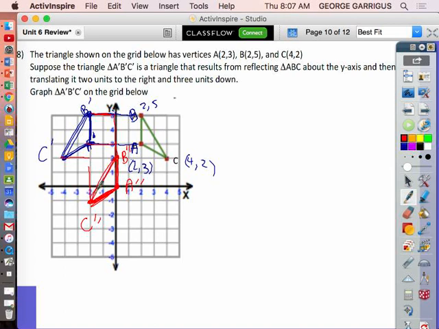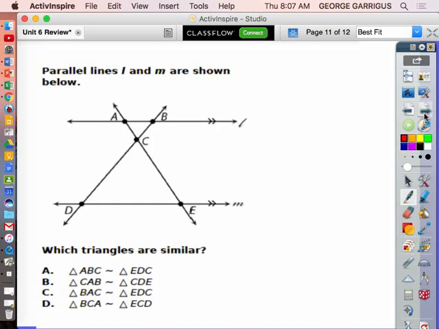And if I want to write the location, A double prime is at 0, 0. Again, remember we switched A and B at the beginning. B double prime will be at 0, 2. And C double prime will be at -2, -1. And let's look at the last problem.